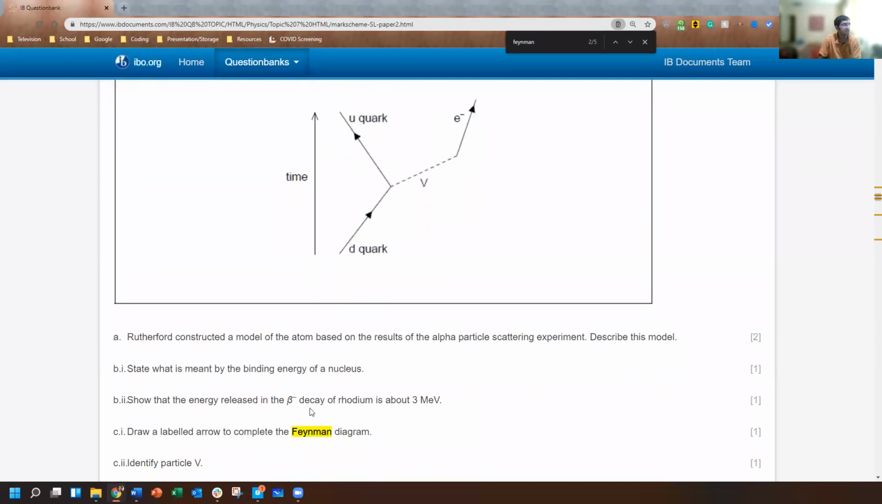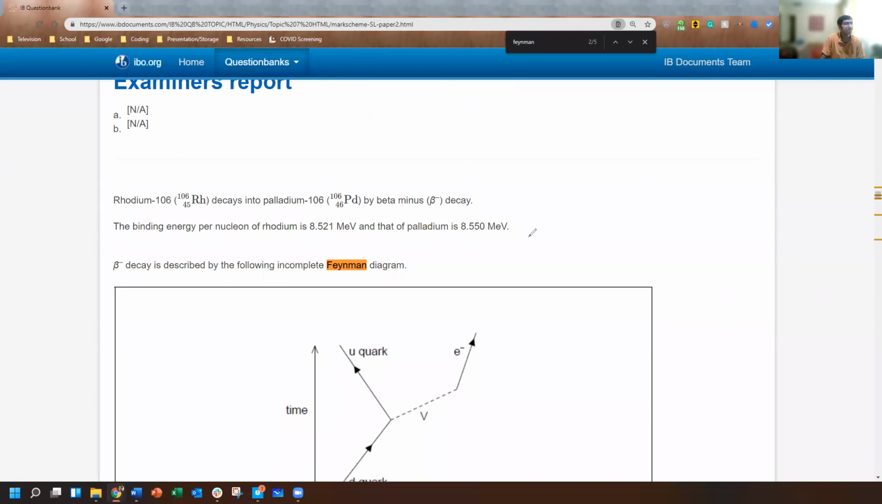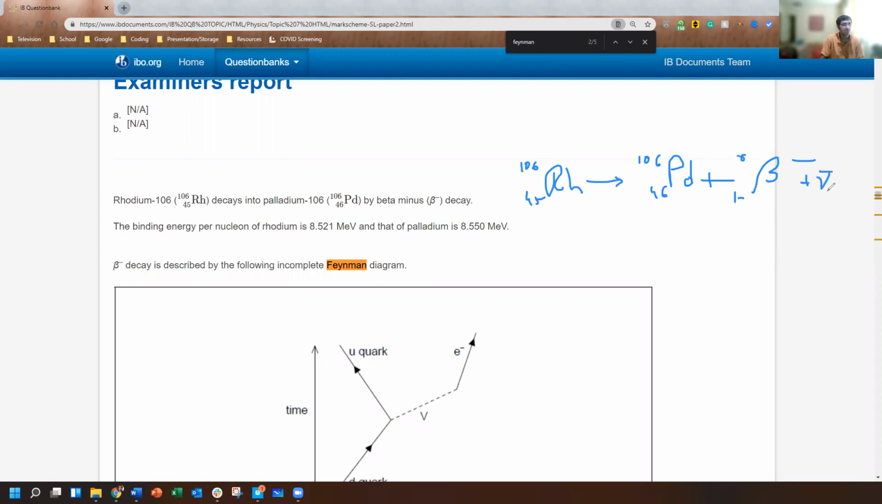Show that the energy released in the beta minus decay of rhodium is about 3 megaelectronvolts. Okay, well, we have rhodium 106 becomes palladium Pd 106. That's 46, that's 45. We need to have a beta minus to conserve charge. 1 minus, and that's 0. And then of course we have our electron antineutrino.